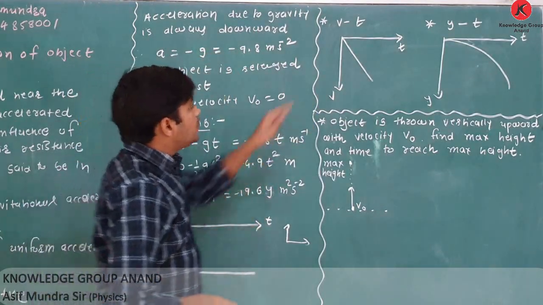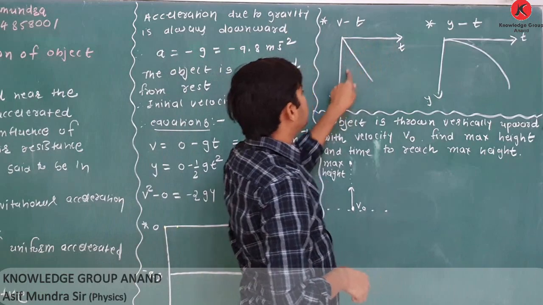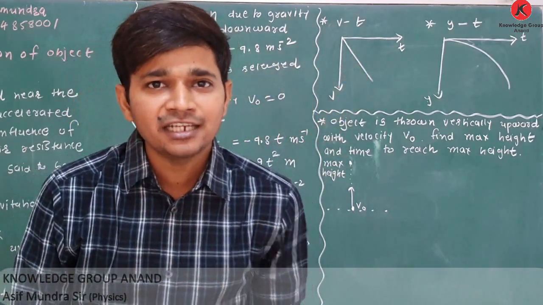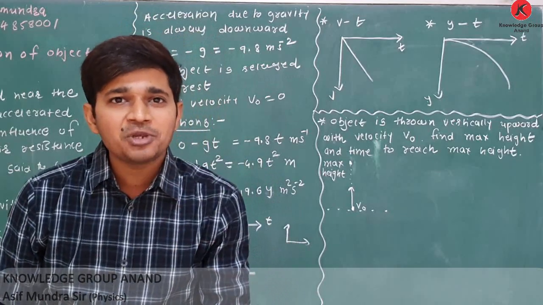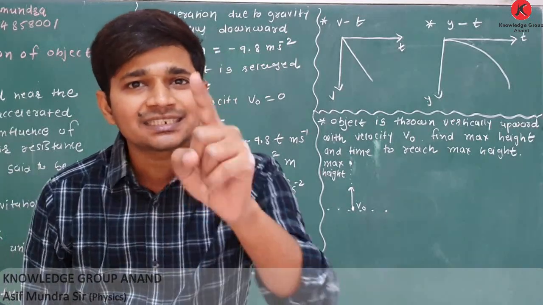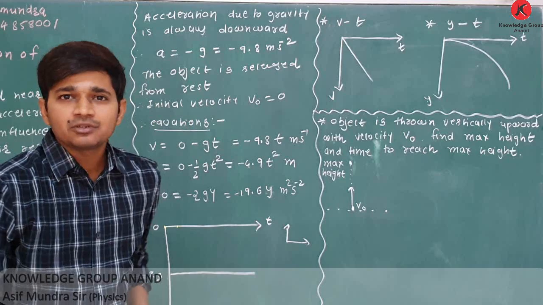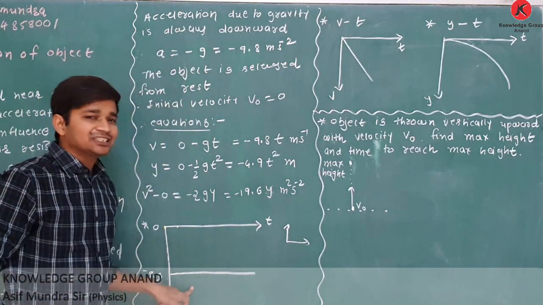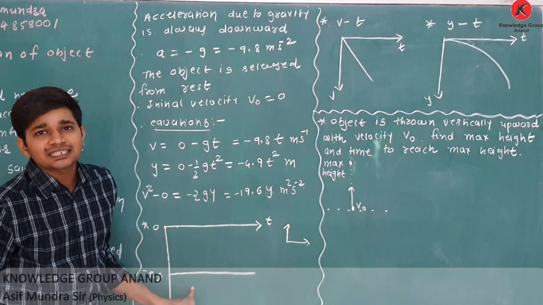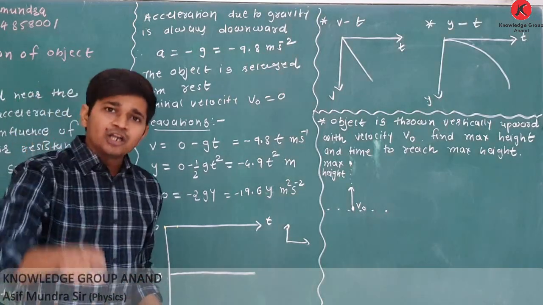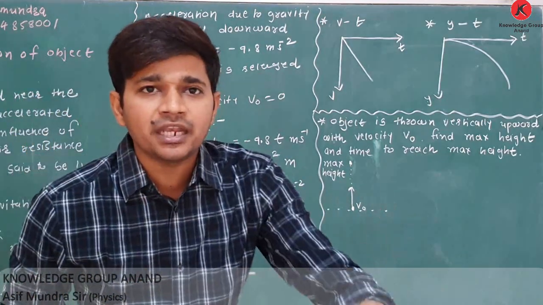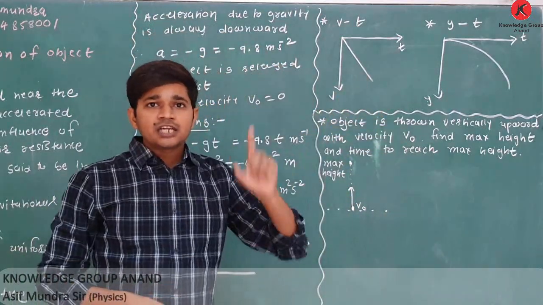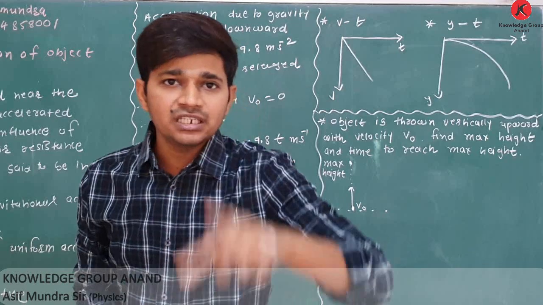And with respect to time, why is it a straight line? Because in equal time intervals, the change in velocity is equal, and due to that, this acceleration is constant. And don't worry, in the next lecture, I will do this. In equal time intervals, the change in velocity is the same.